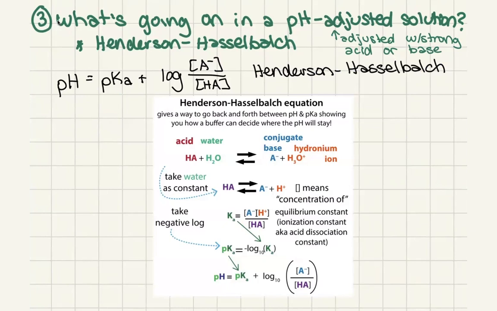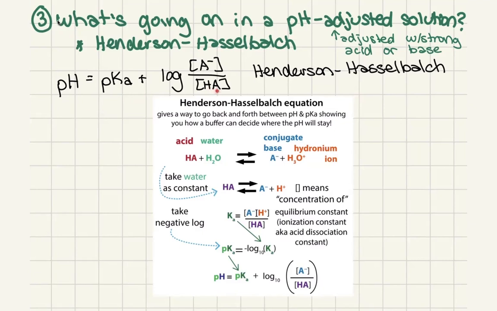We're going to be seeing this all the time when we talk about buffers, and we'll talk in a minute about how we can do a more complicated example using a buffered solution. But for now, let's just deal with a simpler situation. We're still going to be using the Henderson-Hasselbalch equation.